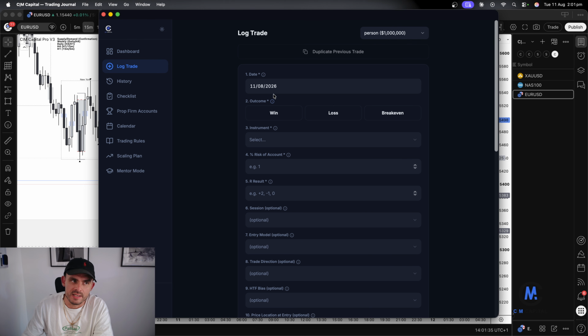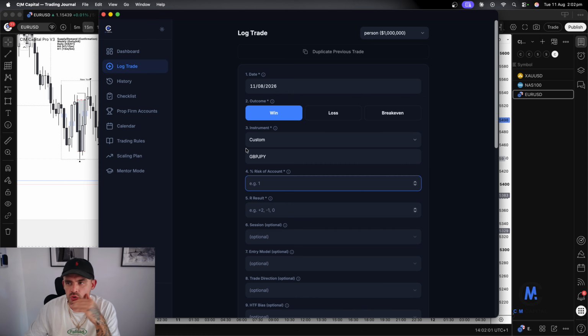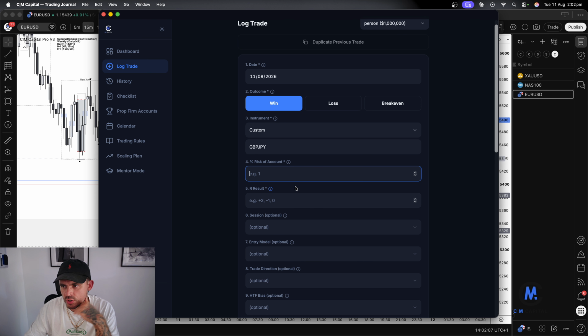Once you actually save this trade, Great British Pound JPY will always be in your instrument list. So as soon as you save it and you've plotted this trade, it will always be in the instrument list. So there's no need to worry about that.